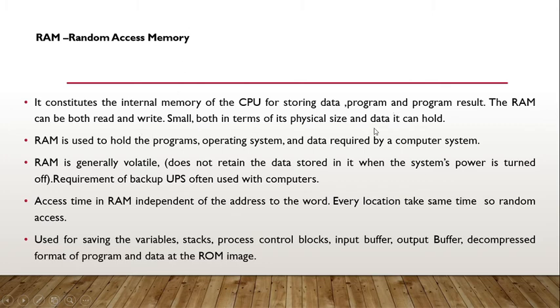When we are speaking of this memory, it is used to hold the program, OS and data required by the computer system, and it is generally volatile. What do you mean by volatile? That is, once you turn off the power, the data in it is gone. Okay, it does not retain the data. So often a backup UPS is used with the computer. And another important property is the access time in RAM.